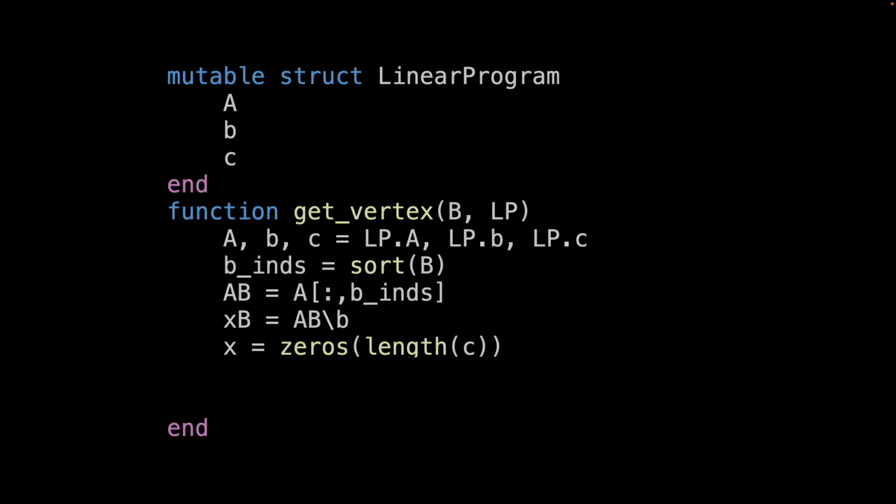And then we're going to initialize the x vector to be n zeros. So remember, we have n components. c is going to be length n, so we have n zeros here. And then we're just going to set the components corresponding to the basis indices to be equal to x basis, and we'll return x. So what we've done in this getVertex function is literally just that. We take in a partition and a linear program, and we return the vertex. And we'll continue to build on this code as we work up to the entire implementation of the simplex algorithm.